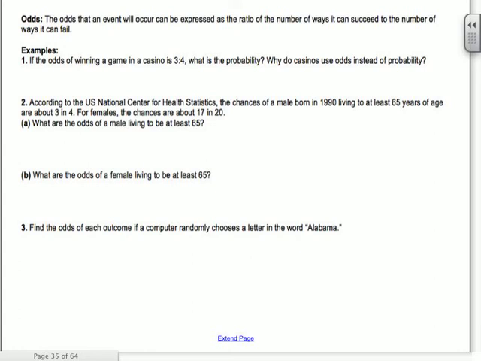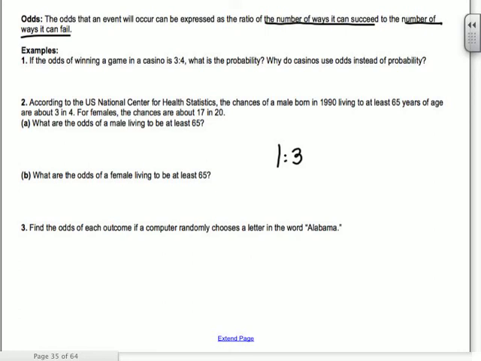No? Okay. So the odds that an event will occur can be expressed as a ratio of the number of ways it can succeed to the number of ways it can fail. This is very, very confusing because places like casinos use odds. They don't use probability. So when you're playing a game, you're like, oh, it says I have a 1 out of 3 chance of winning, right? It looks like this, 1 to 3. So you're like, oh, I'm going to win a third of the time. I'm going to try it. That's not actually what that means.